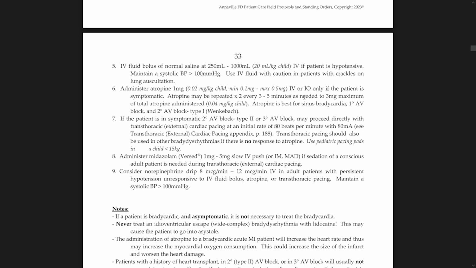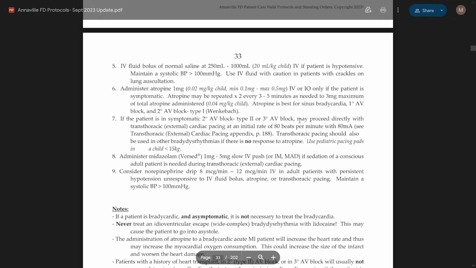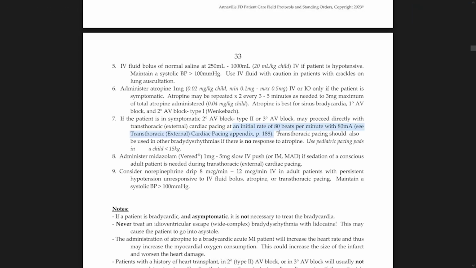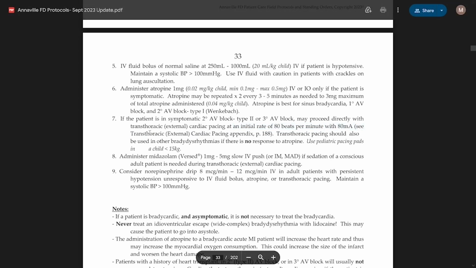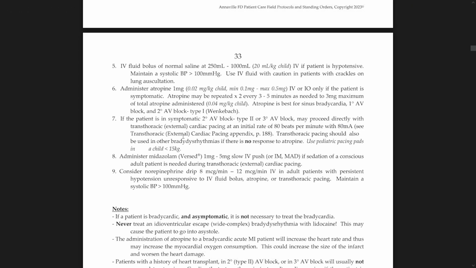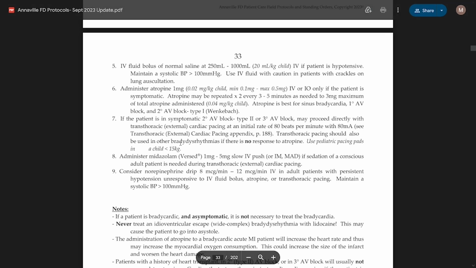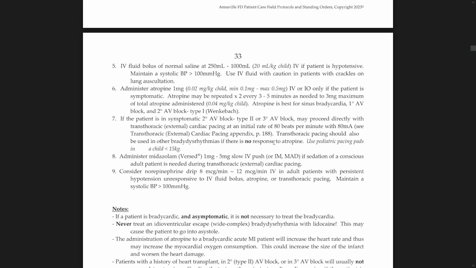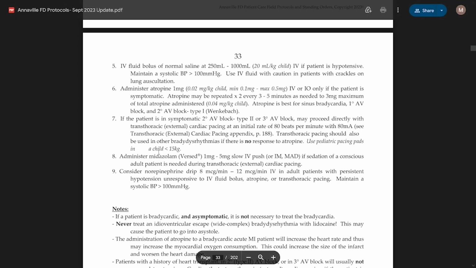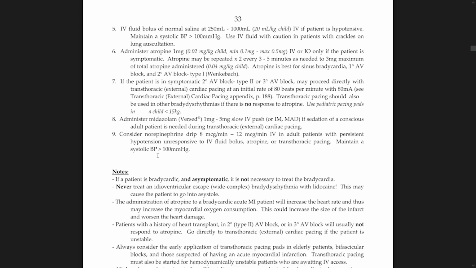Atropine is best used for sinus bradycardia, a first-degree AV block, and a second-degree type 1 AV block. However, if the patient is symptomatic with a second-degree type 2 heart block or a third-degree heart block, you may proceed directly to transthoracic external cardiac pacing at an initial rate of 80 beats per minute with 80 milliamps, I suppose. See Transthoracic External Cardiac Pacing Appendix, page 188. Transthoracic pacing should also be used in other bradydysrhythmias if there is no response to atropine. Use pediatric pacing pads in a child that's less than 15 kilograms.